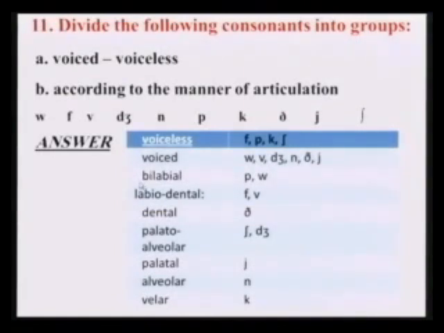الباقيين bilabial اهم، labiodental اهم. دول الvoiceless، دول الvoiceless ودول الvoiced. الbilabial اهم، labiodental اهم، dental the، palatal alveolar sh j، palatal y، alveolar n, and velar k.